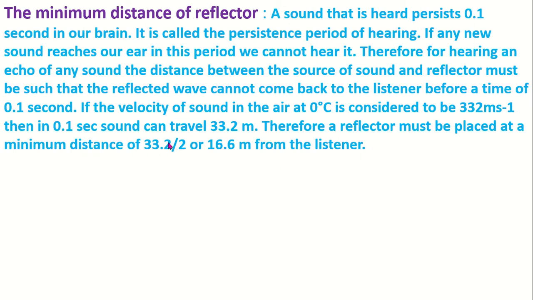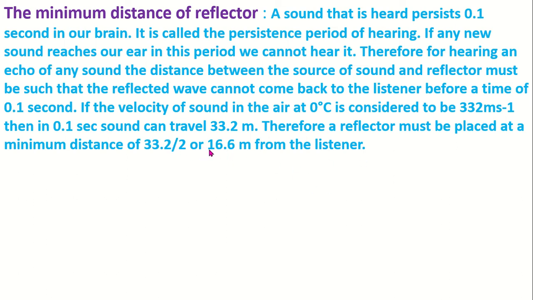Because here we have divided this distance by 2. Why? I think this question will arise in your mind. The sound is created from the source, then it is reflected back and again reaches the listener. So in this case, the sound has to travel the distance twice. That's why we divide the total distance by 2 to get the minimum distance.